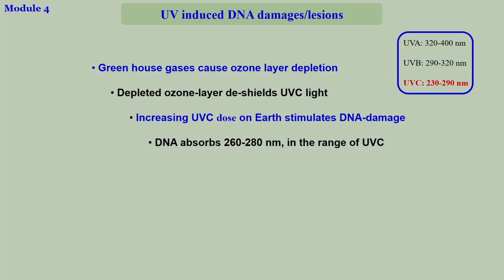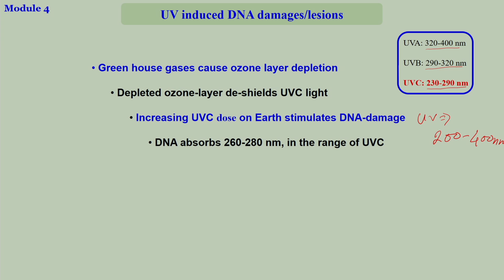So, if you look at the table given here, this is the range of the UV light. UV radiation is in the range of 200 to 400 nanometer, and it is usually divided into three different categories: UVA, UVB and UVC. UVA has the range around 320 to 400 nanometer, UVB is 290 to 320 nanometer, UVC is 230 to 290 nanometer. Now, what is this radiation going to do to our health?